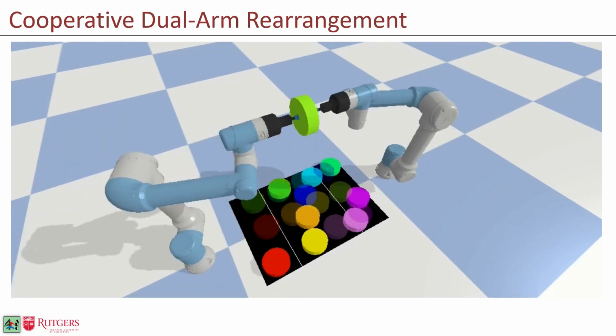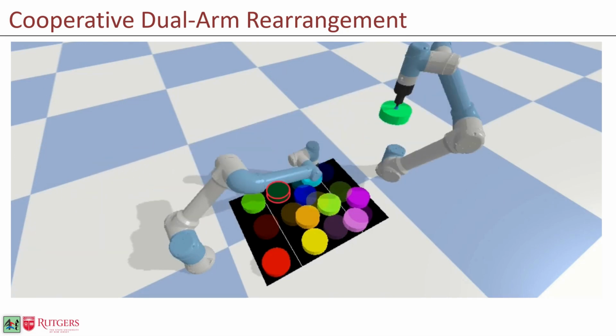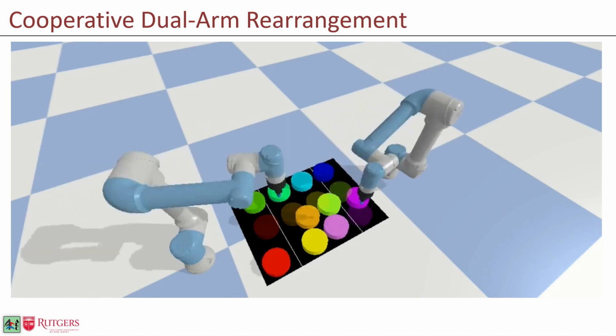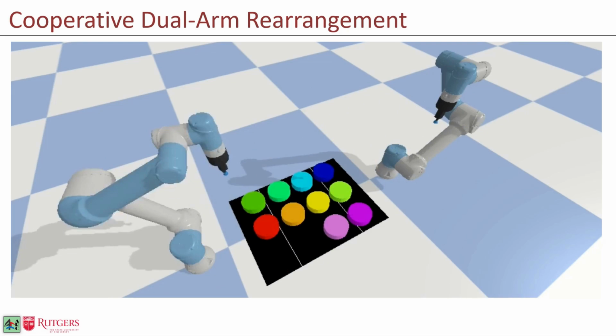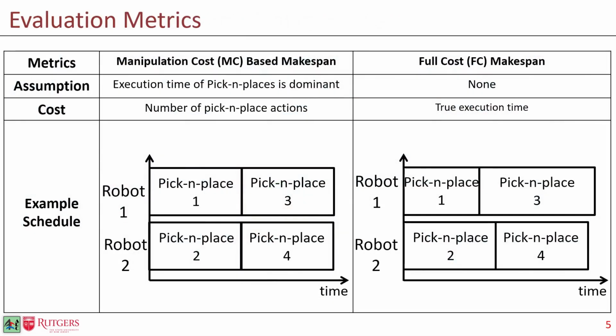When the placing position is out of reach, the arm hands off the object to the other arm. When a path conflict occurs, one arm yields to the other. We evaluate the solution quality by the mixspan under two levels of fidelity.